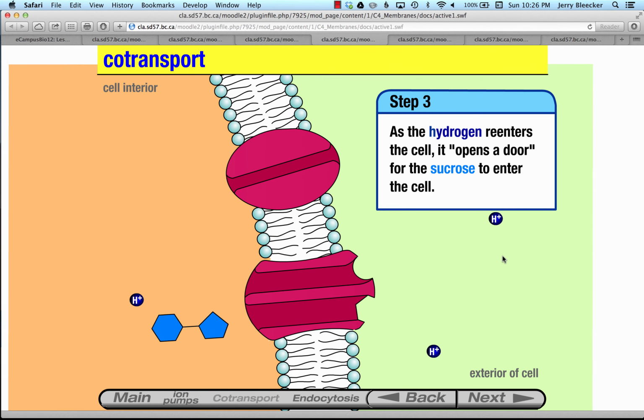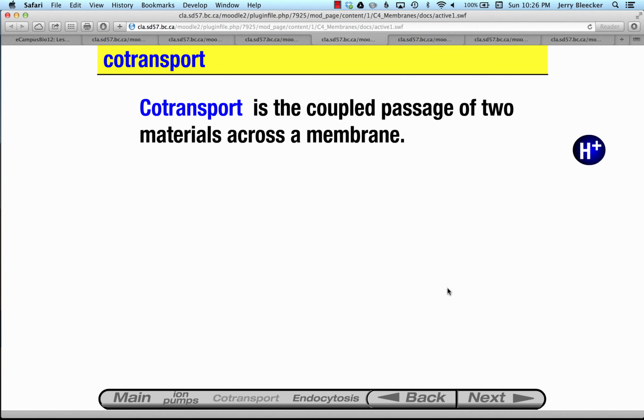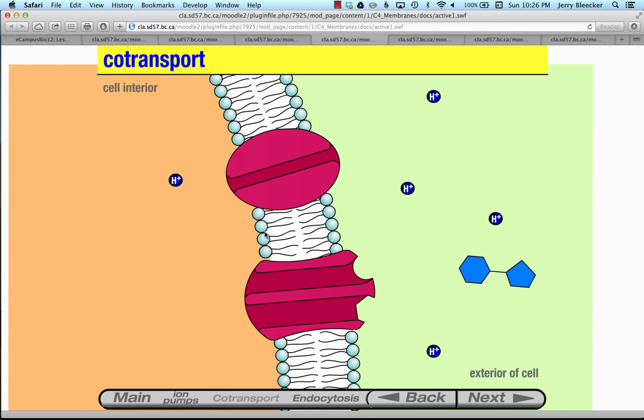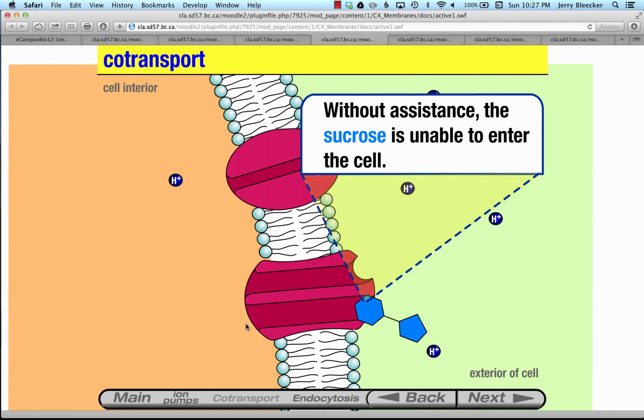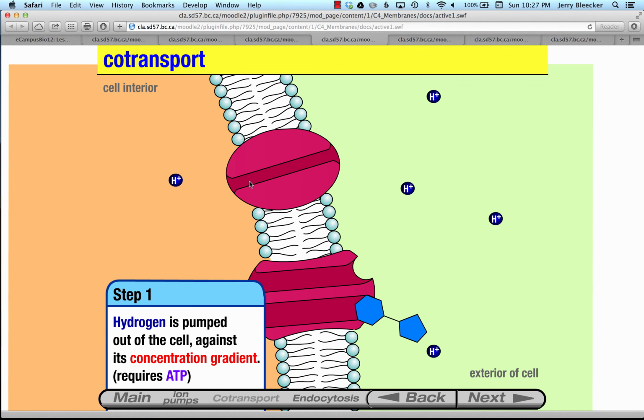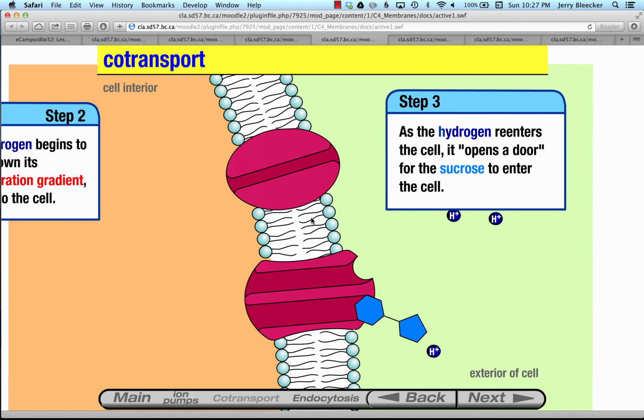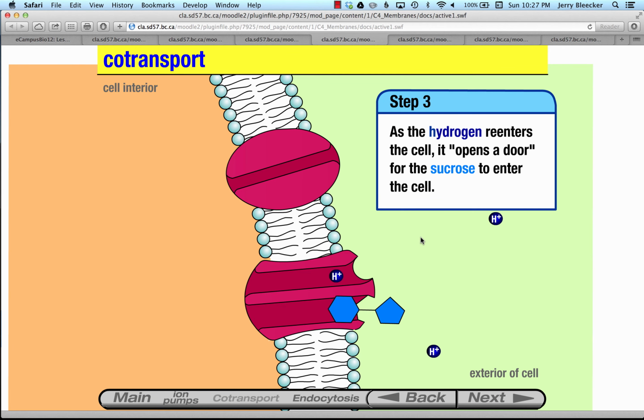So sucrose is busy trying to get from the outside of the cell inside. It can't get through, except if it's got its buddy with it. So a little bit of hydrogen here got pumped out of the cell, and hydrogen sneaks through an open door, and oh look, sucrose goes in. That's co-transport. That's how sucrose actually gets in. It needs a little bit of hydrogen to help it sneak in. It took a little bit of energy to make that happen. So co-transport. Some molecules, to keep it simple, can't get into the cell without friends.